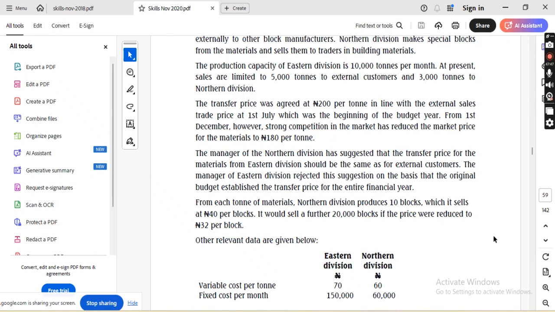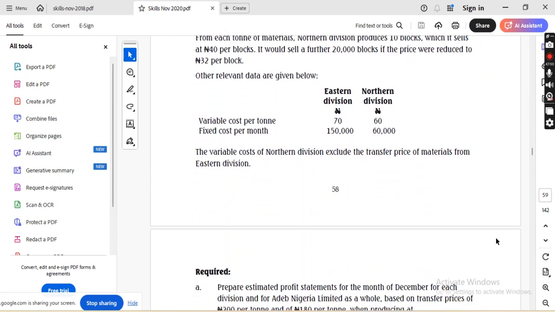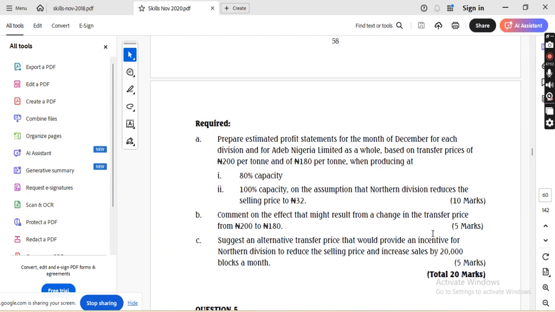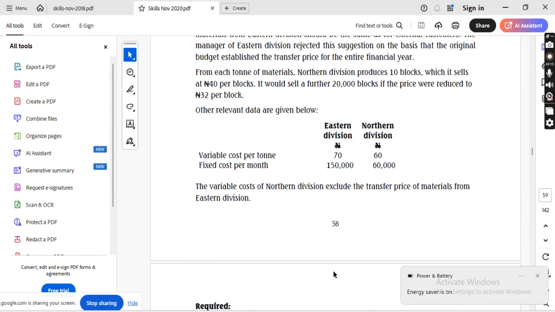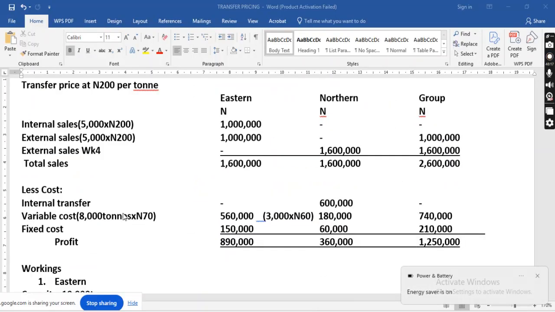Now, in this case, when you reduce the transfer price, on the assumption that Northern Division reduces the selling price. Now, if the Northern Division now decides that okay, we want to reduce the selling price to 32. I'm thinking of something, but it's not coming. But let's just continue. Maybe when I remember, I will bring it in.